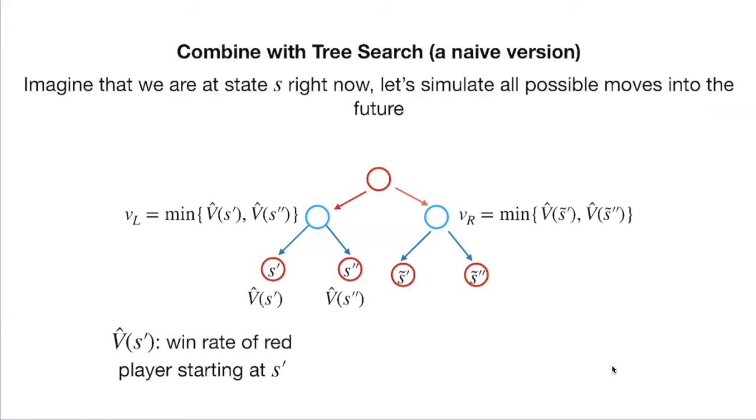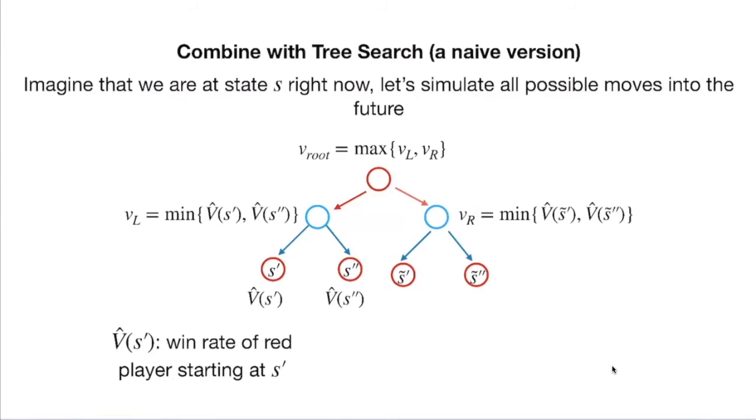Now the red player's goal is to maximize its winning rate, right? So now the red player has two choices, left and right. And of course, the red player is going to pick an action such that it has the highest winning rate, right? So in other words, the value at the root will be the max over the value left and the value right, right? Because again, the red player is maximizing the winning rate and the blue player is trying to minimize the winning rate of the red player, right?